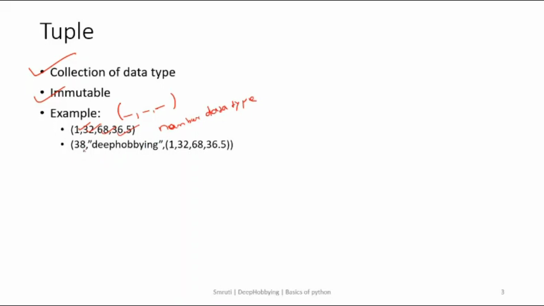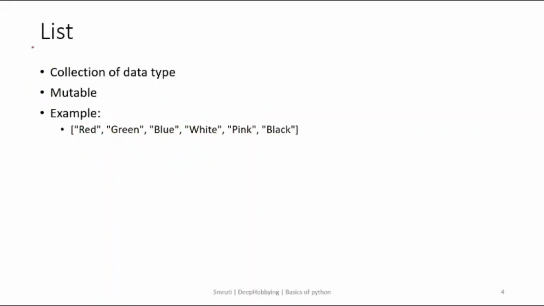For example, in the second case, you have a tuple which has 3 elements. The first element is a number data type, the second element is a string data type, and the third element is a tuple itself. So the element of a tuple or list or set or dictionary, which we're going to talk about, could be anything, any one of the 6 data types we have seen in the previous slide.